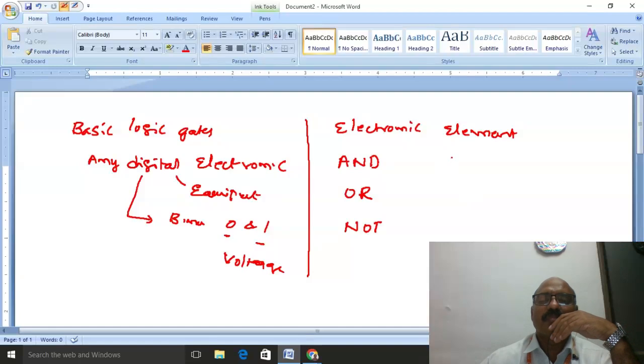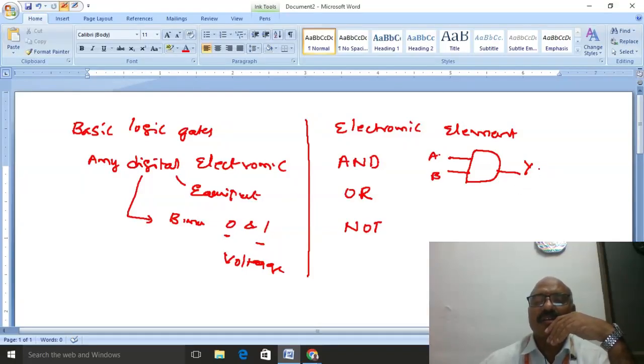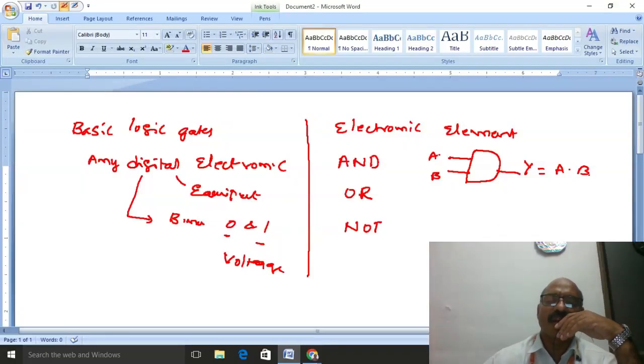So generally, we represent the symbol of the AND gate like that. Suppose there are two inputs, and the output is Y. Let us consider A and B are the inputs. The output Y is the function of A dot B. We are going to write it like that.